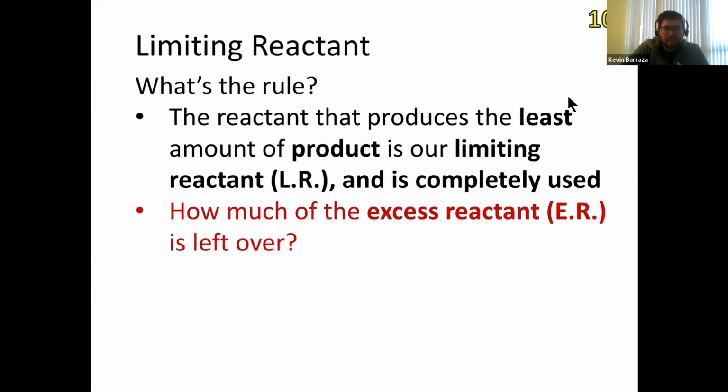So the reactant that produces the least product is our limiting reactant and is completely consumed or completely used. Now the other one is called the excess reactant, because there's going to be leftover. So we can actually continue the calculation and ask, how much of the excess reactant is left over? That's going to be the cherry on top of this. Not only can we calculate how much product we make, but we can calculate the remaining amount of our reactant or reactants, if there's many.